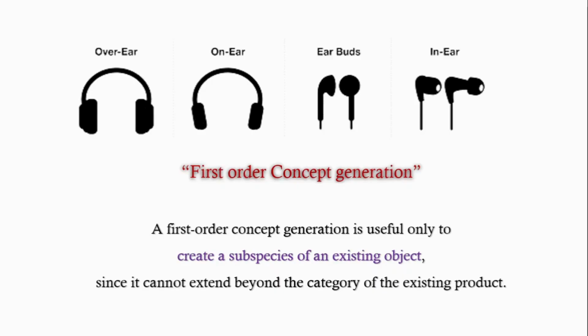So basically a first order concept generation is useful only to create a subspecies of an existing object, since it cannot extend beyond the category of the existing product. Suppose I have designed over ear earphones, so I will be designing over ear earphones, on ear, earbuds. Similar kinds of products of the same species. We are just creating a subspecies of an existing object. So this is the complete concept of first order concept generation.